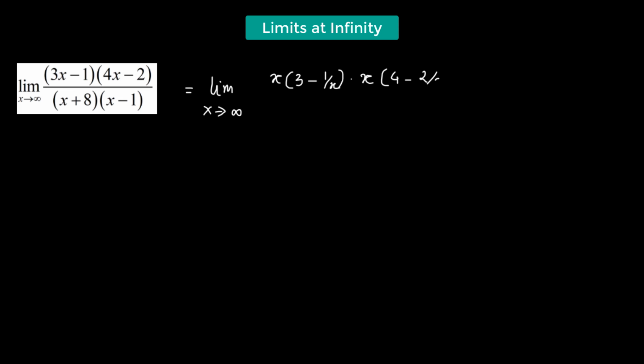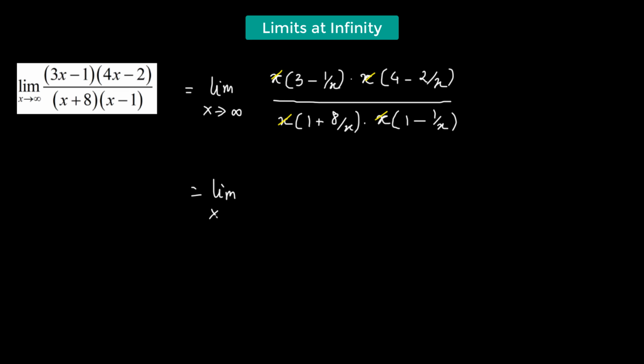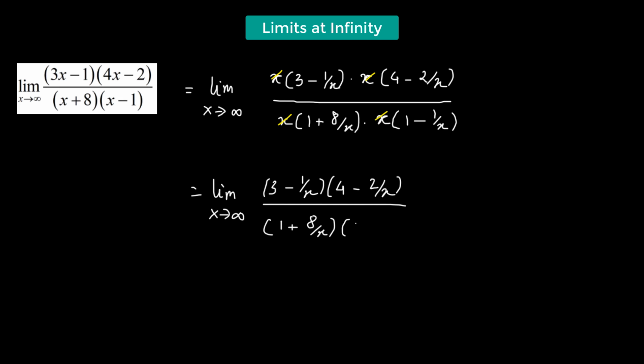with 4 minus 2 over x, all divided by, taking x as the common factor, will be left with 1 plus 8 over x times x multiplied to 1 minus 1 over x. Now what we can do, we can cancel out the common term, which is x, from both the numerator and the denominator, and that leaves us with limit x going to infinity 3 minus 1 over x multiplied to 4 minus 2 over x divided by 1 plus 8 over x times 1 minus 1 over x.